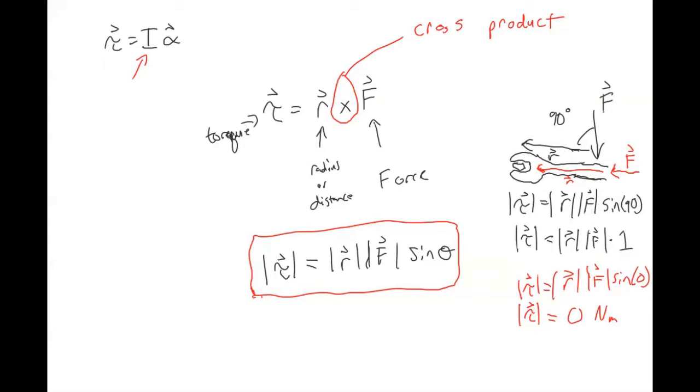So this is Newton meters. So that's another unit for torque. So if we remember, the unit for distance is meter, the unit for force is Newton. So that's Newton meter. But you can also write it as kilogram meter squared per second squared.